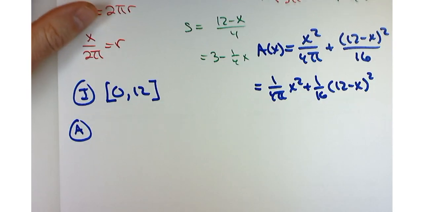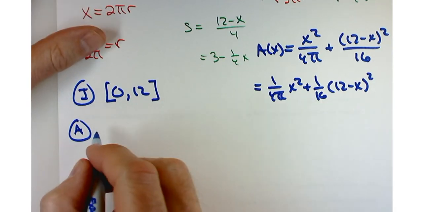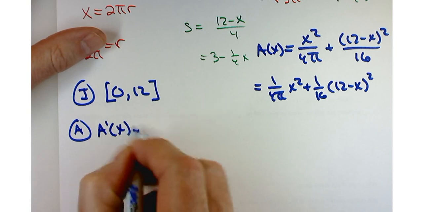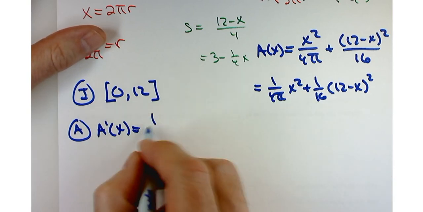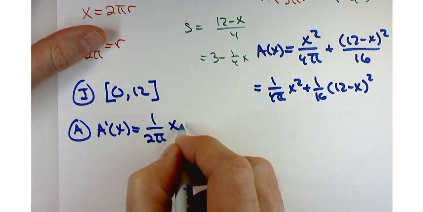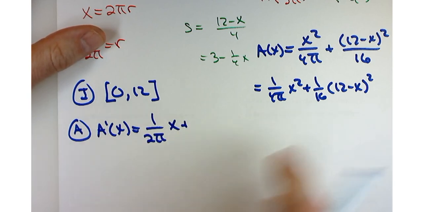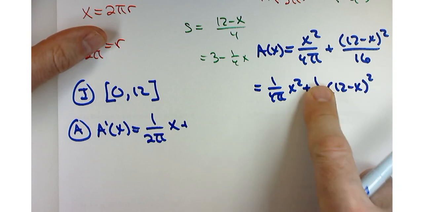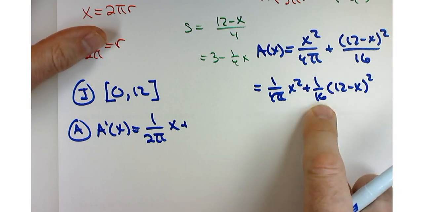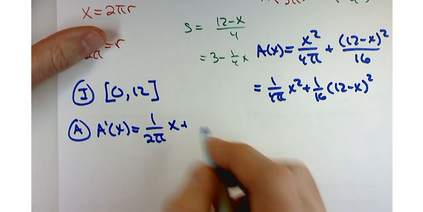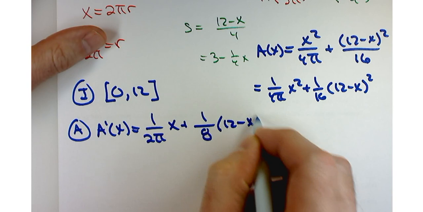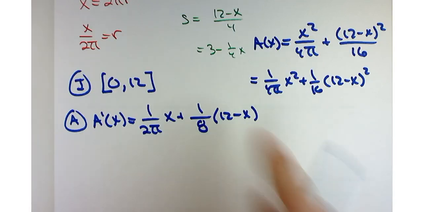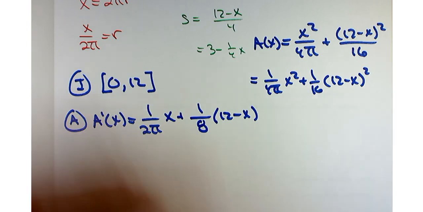As far as the analysis is concerned, let's work with A prime of x. Well, the 2 and the 4 are going to cancel, so I'll be left with 1 over 2 pi times x, plus the 2 is going to come out here and multiply the 1/16. The 2 and the 16 will cancel, so I'll be left with 1 over 8 times (12 minus x) to the first power. That's the derivative of the outside. What's the derivative of the inside? -1.